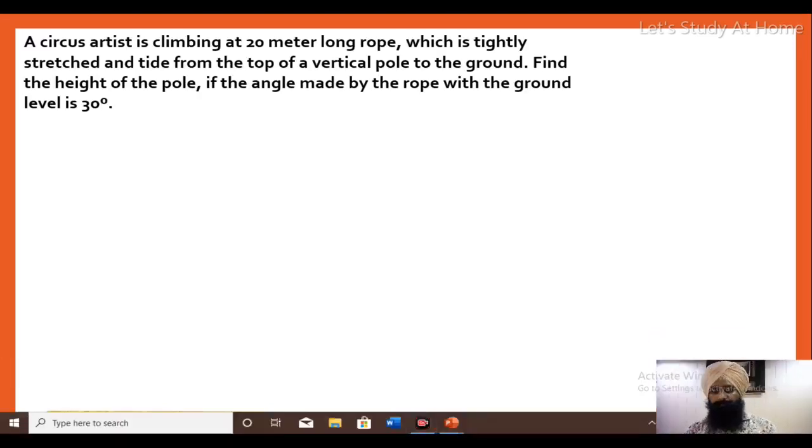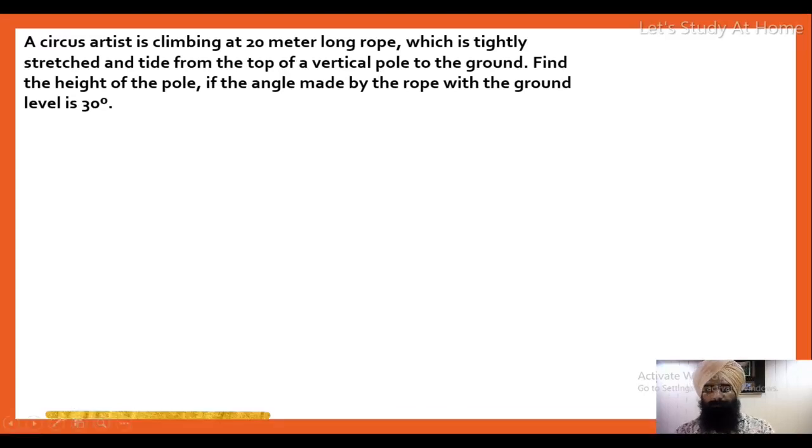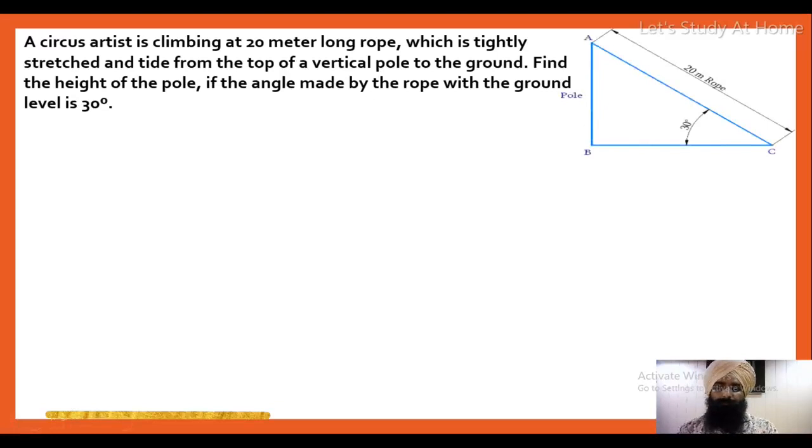Very first question: a circus artist is climbing a 20-meter long rope, which is tightly stretched and tied from the top of a vertical pole to the ground. Find the height of the pole. Here we want to find the height of the pole. Let's see firstly the diagram. Okay, this is our diagram, means this is our pole. We want to find the height of the pole and this is the length of the rope.